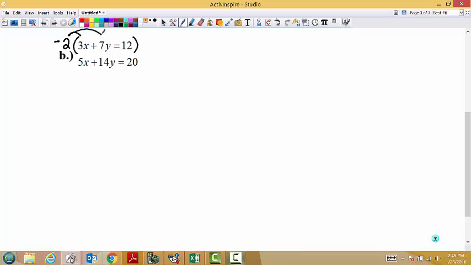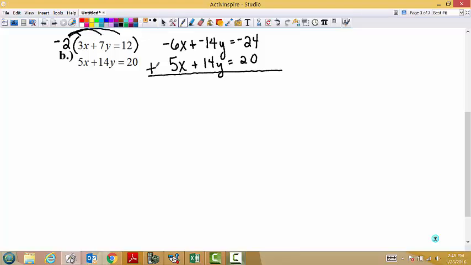So I'm just going to distribute it out. Negative 2 times 3 is negative 6. Negative 2 times 7 is negative 14. Negative 2 times 12 is negative 24. And then I bring these over. And I add. Now when I add straight down this time, negative 6 plus 5 is negative 1. The 14s cancel. That was my goal. I was trying to make them cancel. Negative 24 plus 20 is negative 4. I divide by negative 1. X equals 4.